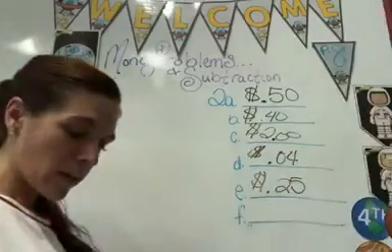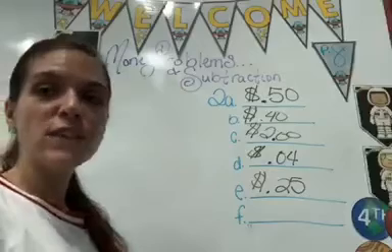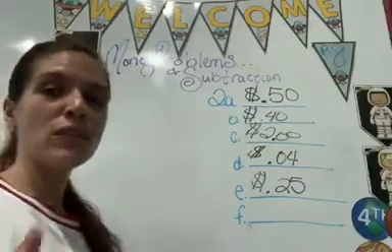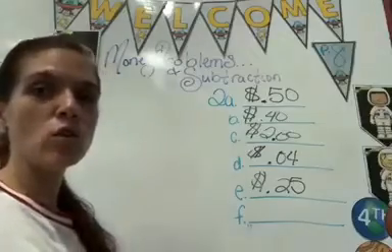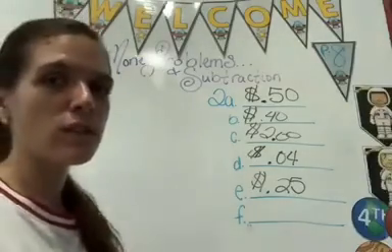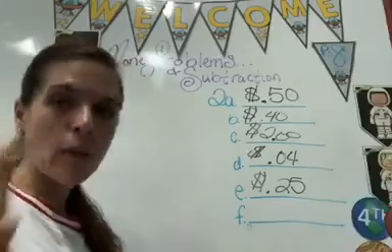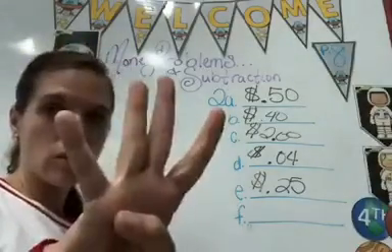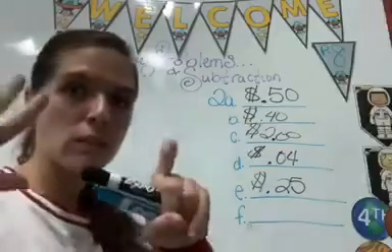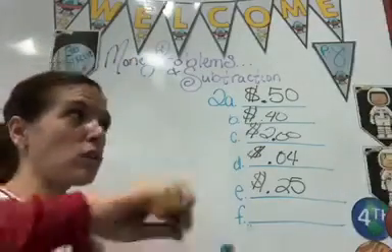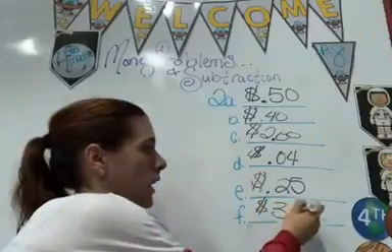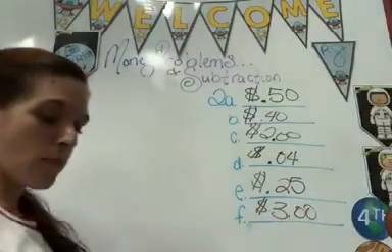Then you have letter F. Ooh, fun one. 50 cents is a half dollar. Okay, so you have to count by 50s. Remember, 50, 100, 150, 200, 250, 300, 350, 400. Okay, so let's count 6 of them. 50, 100, 150, 200, 250, 300. So you have 300 cents, which is how many dollars? $3. Okay? And that's how you work with the money.